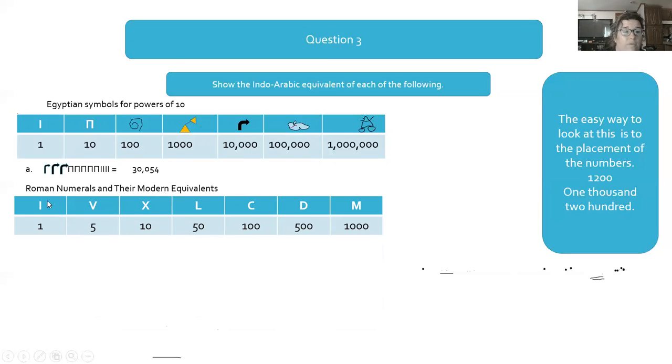Okay, so this one looks like an L, but it's an I. That's 1, you've got V, it's 5. X is 10. L is 50, C is 100, D is 500, M is 1,000. Okay, so we're going to look here, M, C, M, X, V.